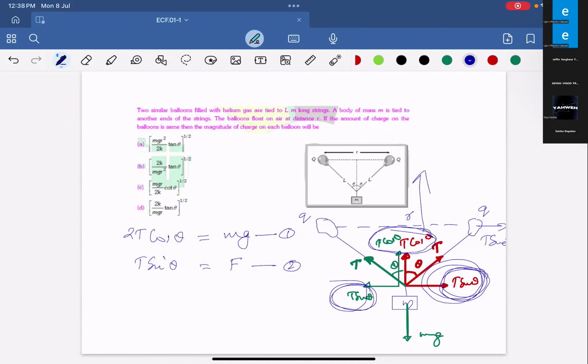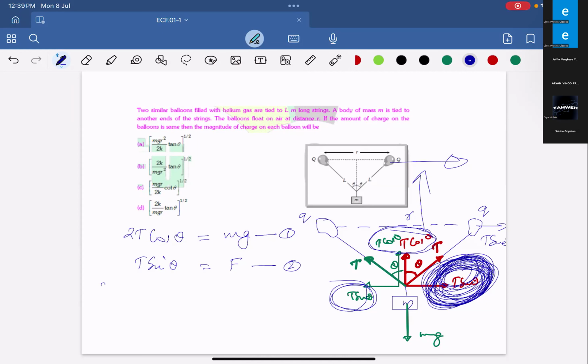Then what? In x direction, what is the force? T sin theta is the force in x direction, as you can see. And who gives that T sin theta? T sin theta is to the right. Why does the balloon go to the right? Because of repulsion, electrostatic repulsion. So I got T sin theta as the electrostatic force F.